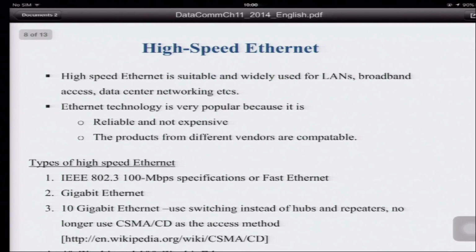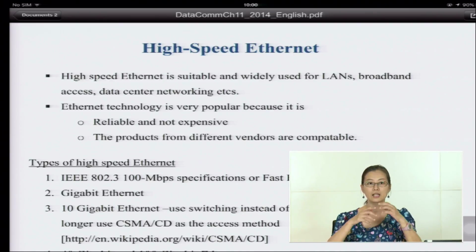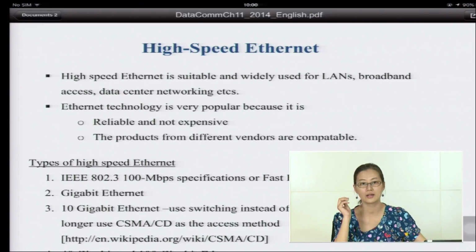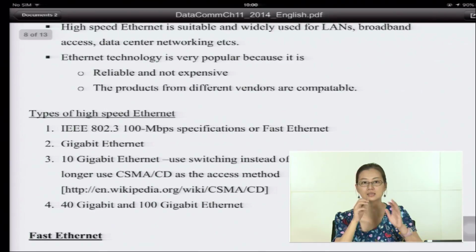Now let's go to the high-speed Ethernet. High-speed Ethernet is used a lot for LANs. It is a broadband access, and it's used for data center networking, because this is high speed, right? It can also be used for the backbone of the local area network. And this is very popular.